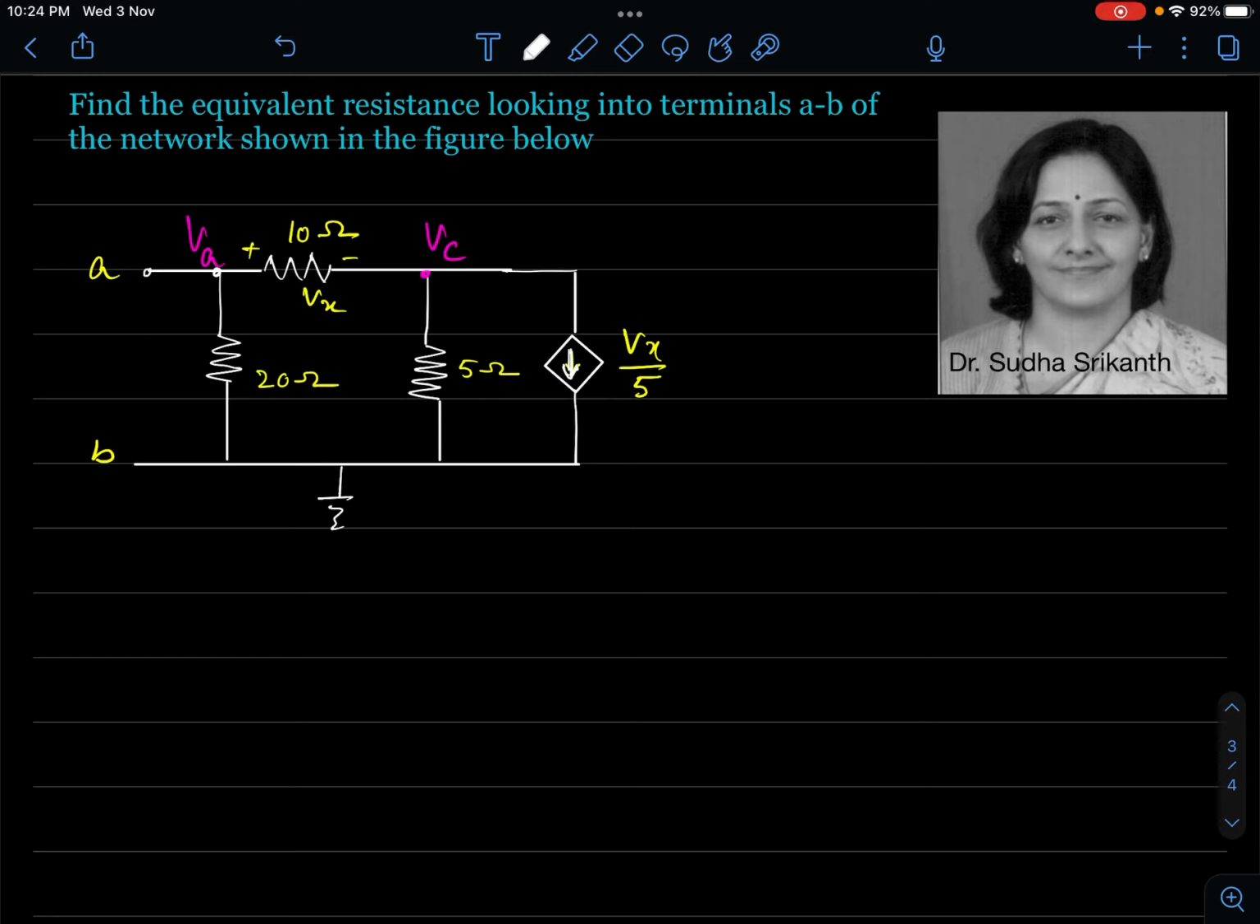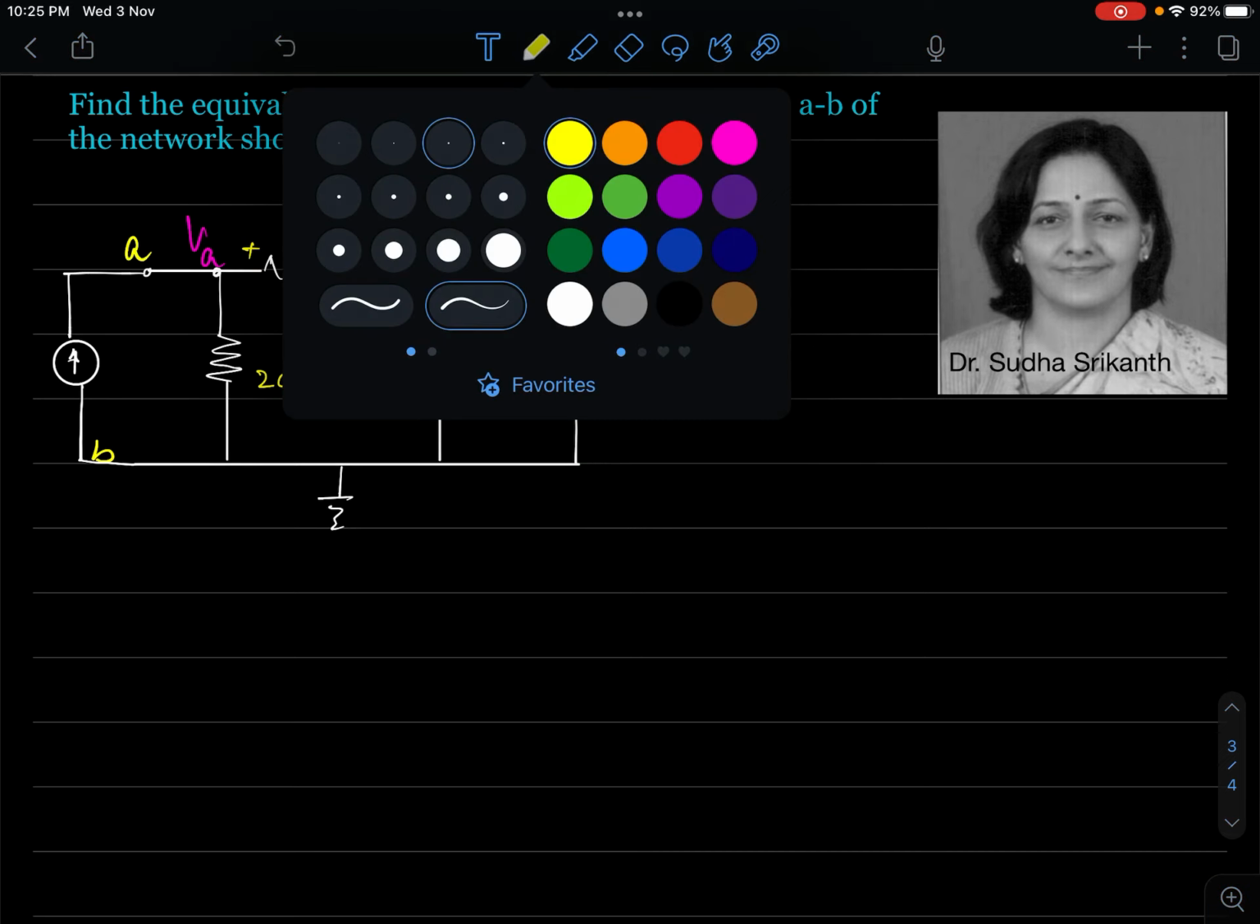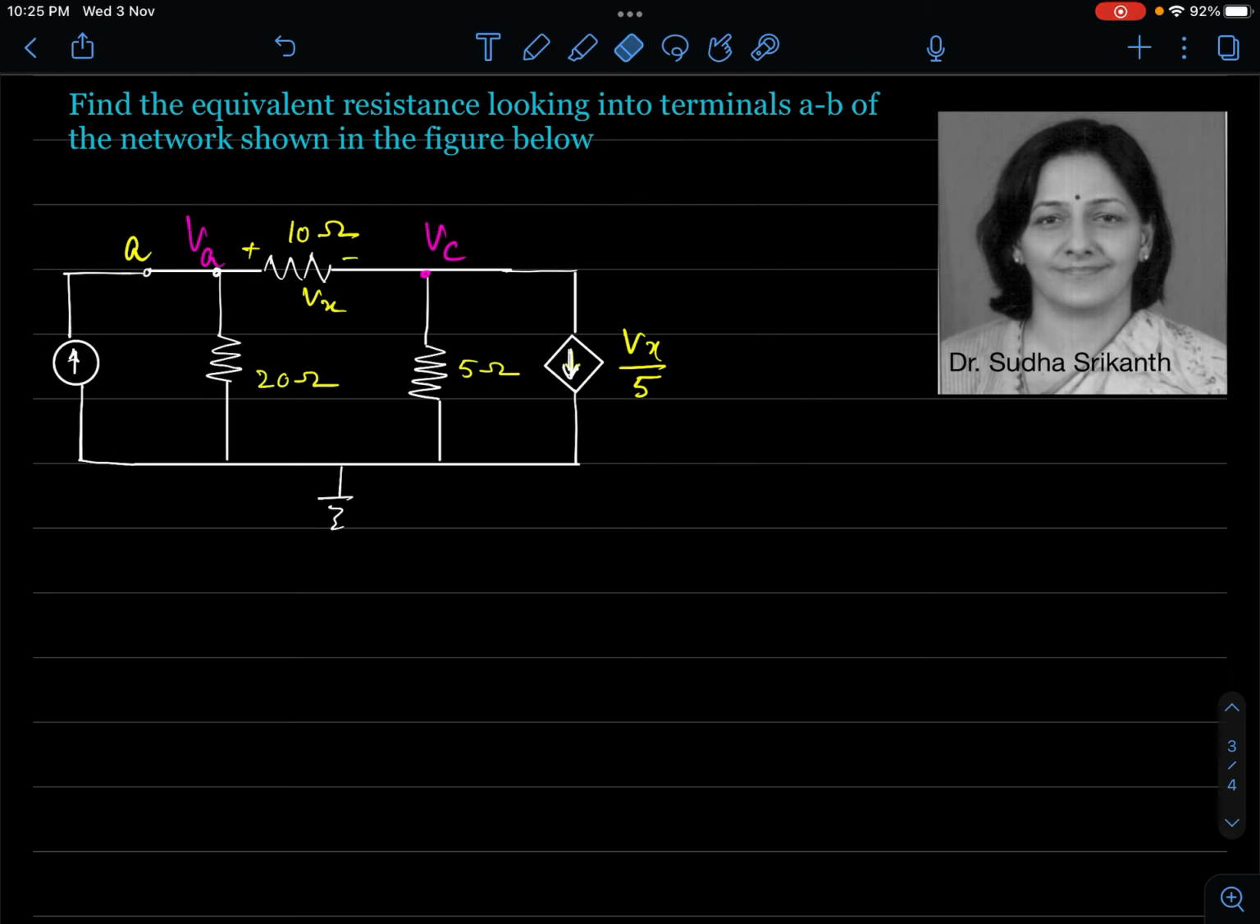I will try to connect a 1 ampere current source here. I will try to connect an independent current source whose magnitude is 1 ampere. I will connect this current source to these 2 points. All right. I've connected the current source there. I'll write it properly. A here. Maybe I will remove this B also here. Then I'll put B here.